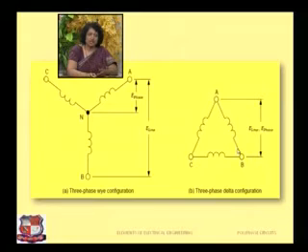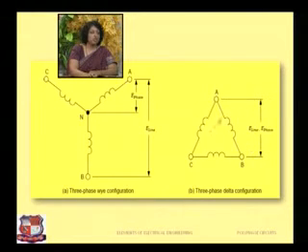Similarly, in case of delta, what do we observe? There is no neutral, it is a 3-wire connection. Here we are getting three-phase 4-wire connection. Here we are getting only 3-phase 3-wire connection. So what do we observe here? E line and E phase, they are same.